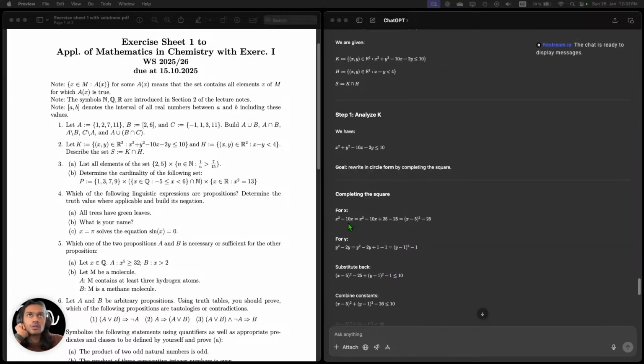Wait. For x squared minus 10x, equals x squared minus 10x plus 25. What? Where did you get this 25? Plus 25 minus 25. Okay, you just... And... Whoa, wait, how do I write that?